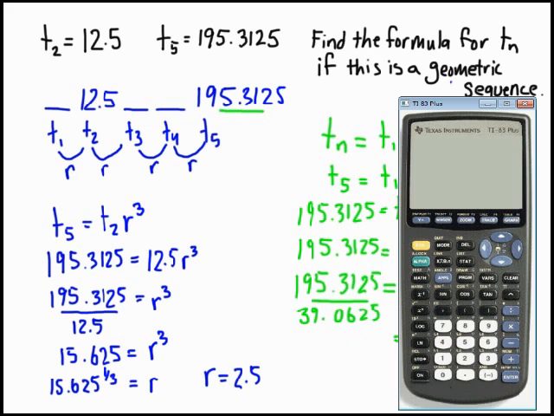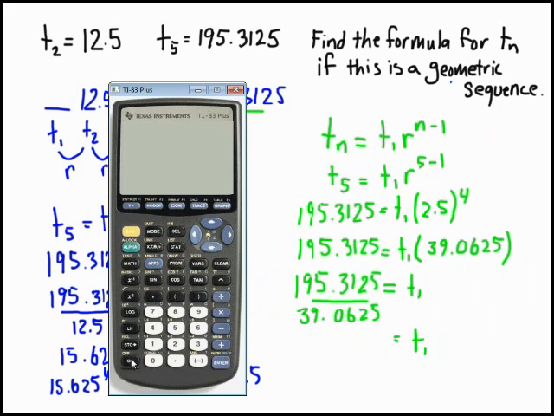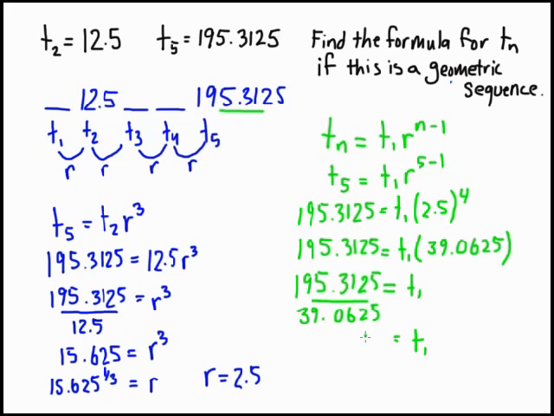So let's bring our calculator up here and try that. 195.3125 divided by 39.0625. What will it be? 5. Whoa, I like it when it's nice numbers. So term 1 is 5.